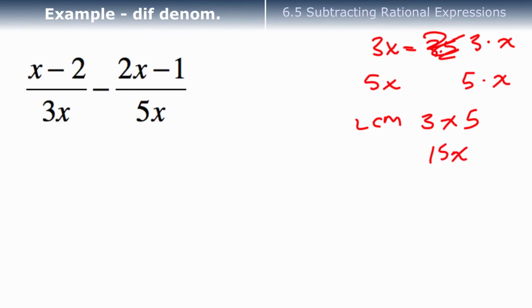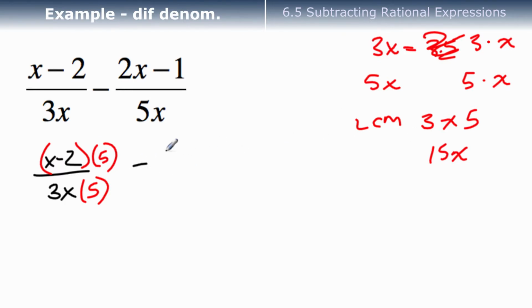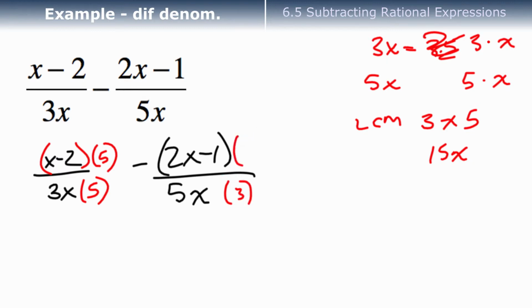So this term here, x minus 2 over 3x, to get 15x, I'm going to need to multiply this by a 5. But if I multiply the bottom by 5, I'm going to have to take that whole top thing and times it by 5. Similarly, over on this side, I've got 2x minus 1 already over 5x, but I need to get 15x to be my common denominator. And so I need to multiply this by 3 and this by 3.